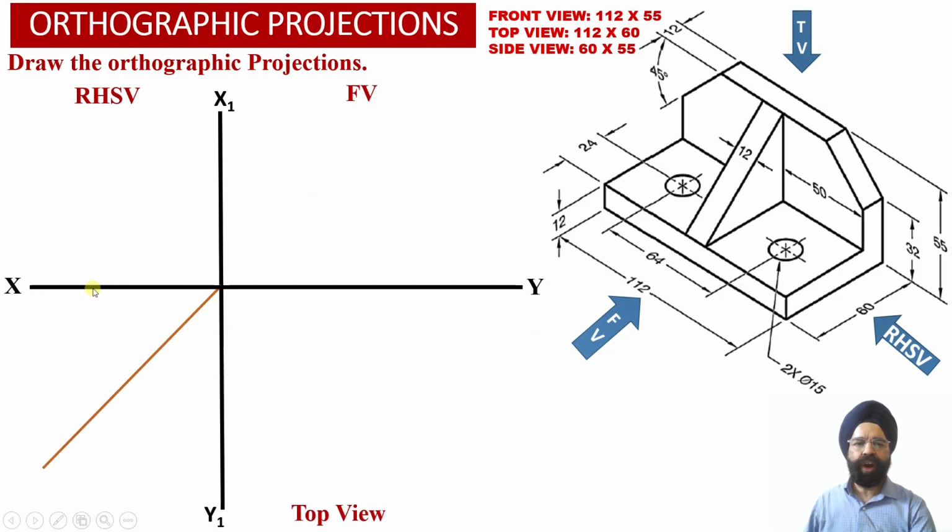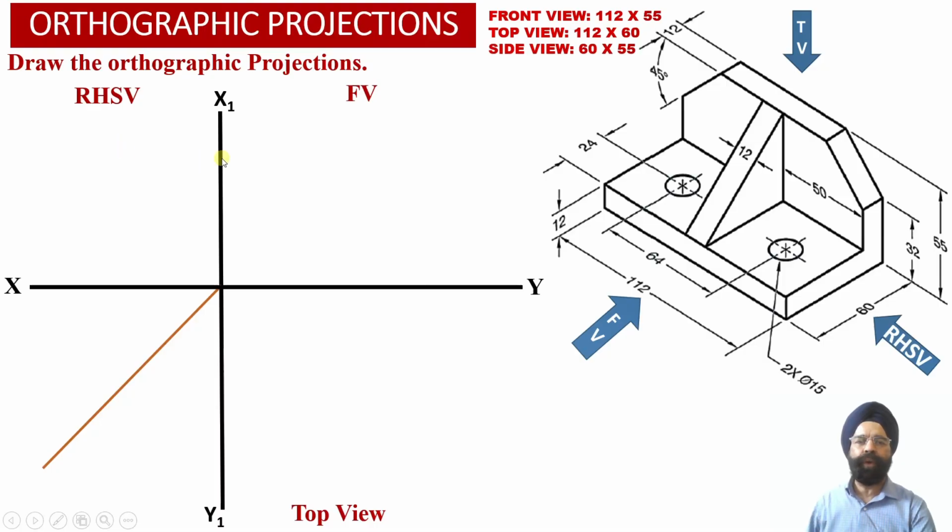Here we have the XY reference line and the X1, Y1 reference line, and we have also drawn a transfer line inclined at an angle of 45 degree with respect to the XY reference line, in such a way that we can transfer the distances along the depth into the top view projection and the right hand side view projection.